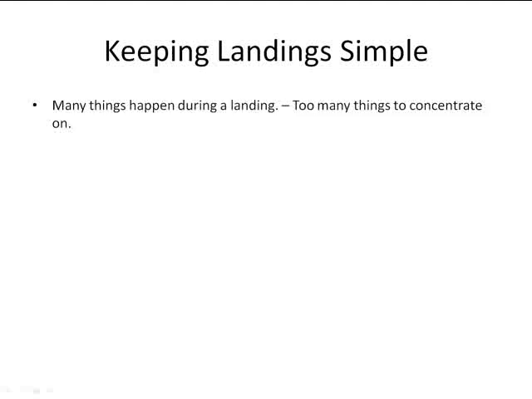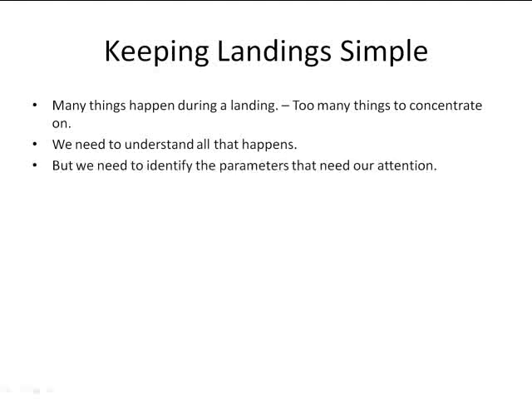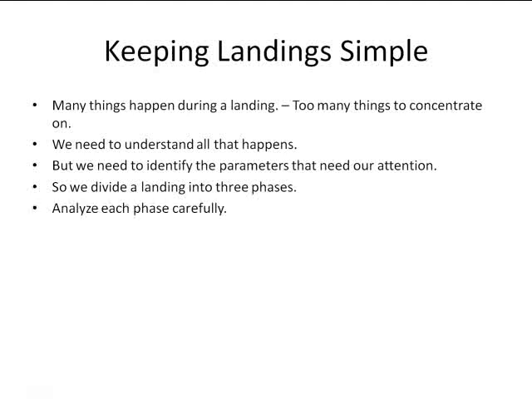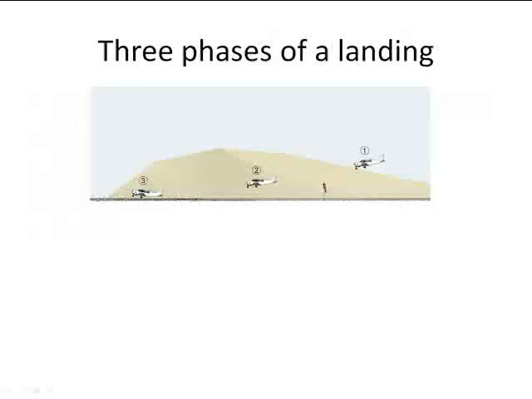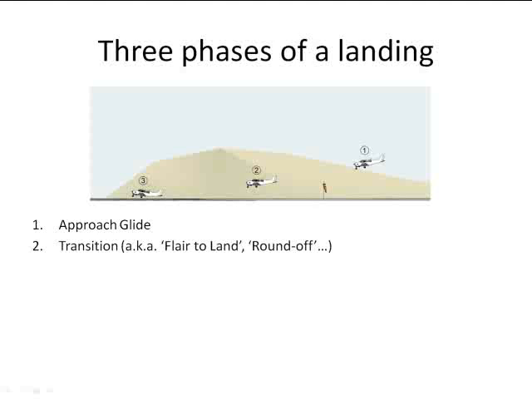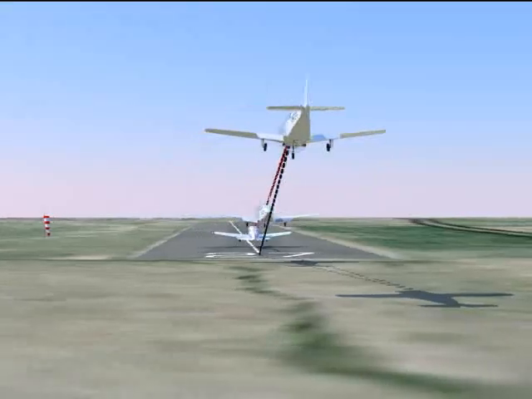Keeping landing simple. Many things happen during a landing, too many things to concentrate on. We need to understand all that happens, but we need to identify the parameters that need our attention. So we divide a landing into three phases. Analyze each phase carefully. Identify the critical parameters in each phase. So the three phases of a landing are the approach glide, the transition, also known as the flare to land or the round off, and slow flight.